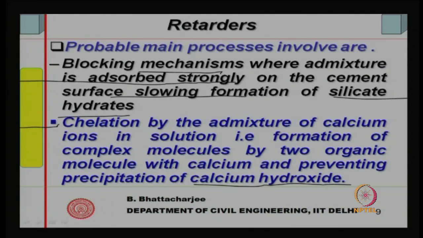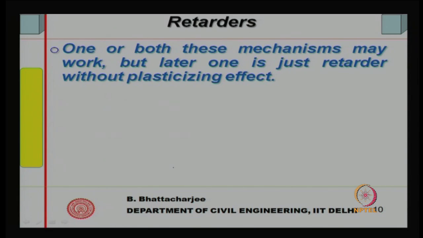Because calcium silicate hydrate formation needs calcium hydroxide production. The reaction of C3S and C2S forms calcium hydroxide and calcium silicate hydrates. Now, if calcium is not precipitating, these two reactions cannot proceed. So, that could be another mechanism, or both. Both these mechanisms may be at work, but the latter is just retarder without plasticizing effect. The first one is with plasticizing effect, that is, coating on top of the surface. This coating might also disperse the cement particles, while the second case, calcium ions forming a complex, will not have a plasticizing effect.